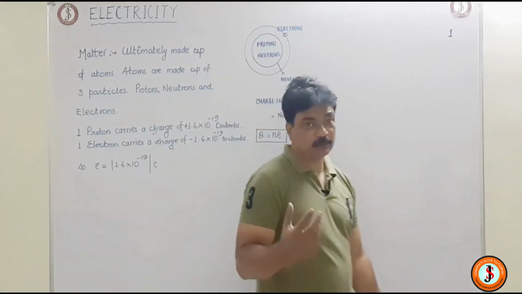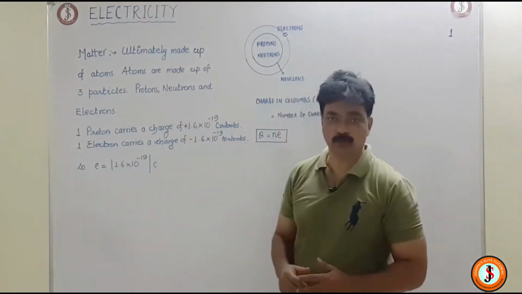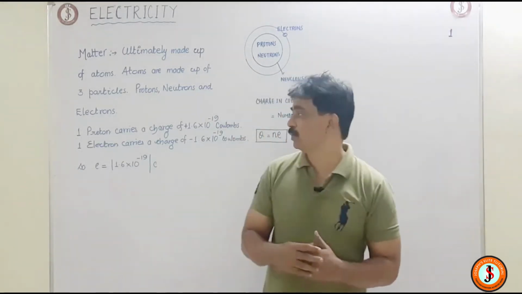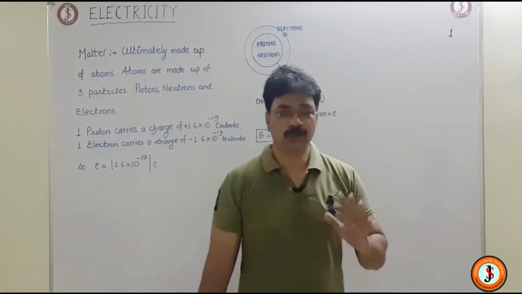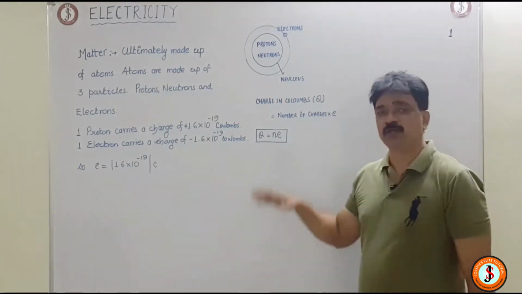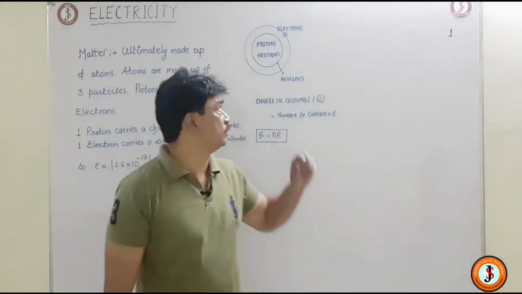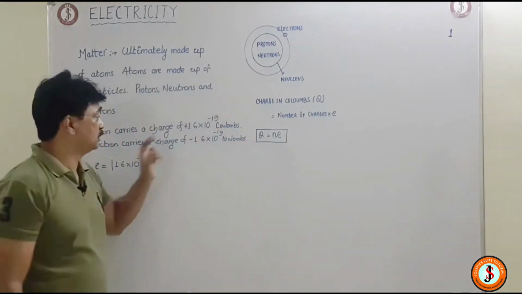We know that matter is ultimately made up of atoms, and atoms are made up of three fundamental particles: protons, neutrons and electrons. In electricity, we don't have to do anything with neutrons because neutrons are neutral by nature. They reside in the nucleus. Protons also reside in the nucleus with the neutrons, but protons are positively charged.